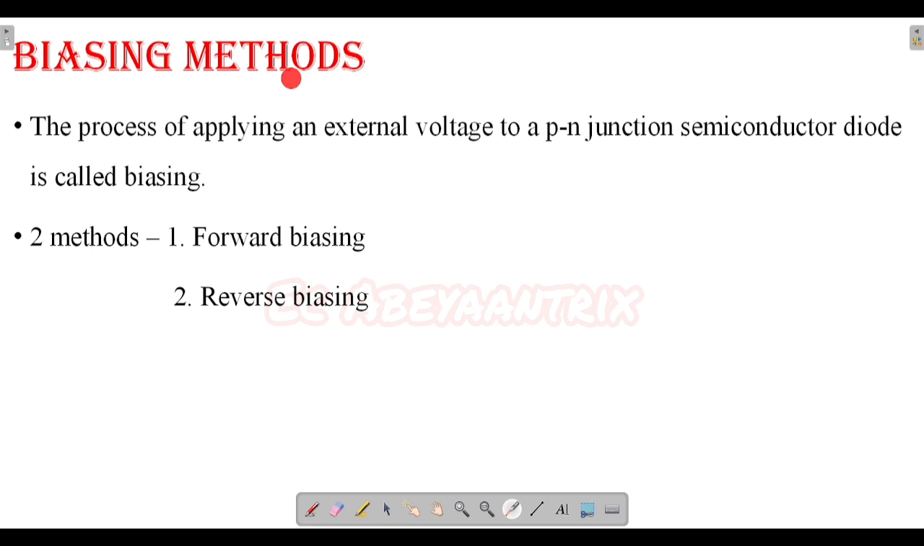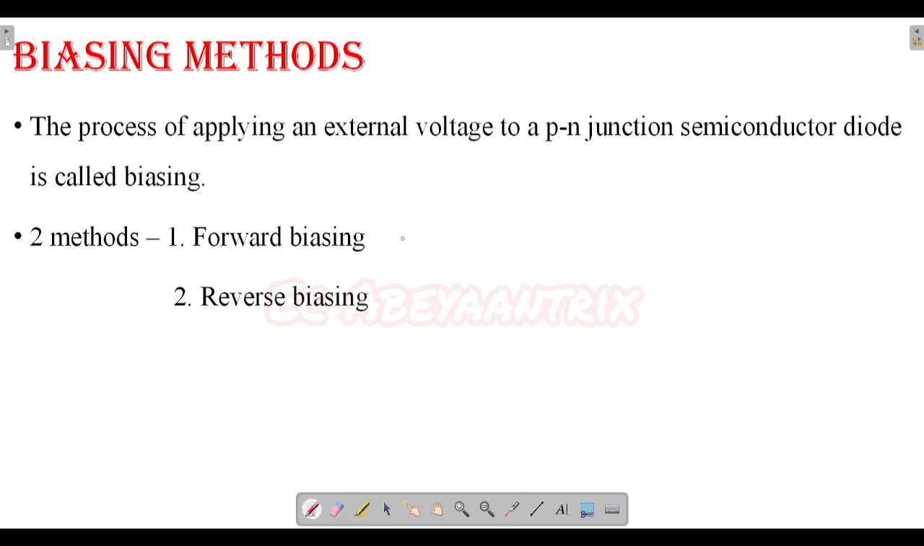Coming to biasing methods. What does biasing mean? We need to make the PN junction diode conduct, right? That method is called biasing. The process of applying an external voltage to a PN junction semiconductor diode is called biasing, and hence we can make that diode conduct. Once the PN junction diode is formed, we need to make it conduct, and that process of applying an external voltage to a diode is called biasing. There are two methods of biasing: forward biasing and reverse biasing.